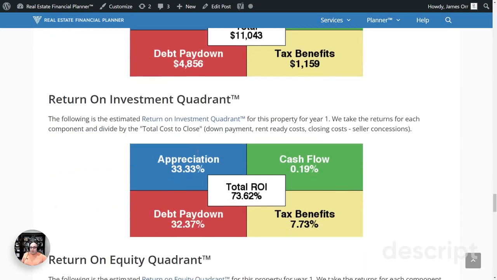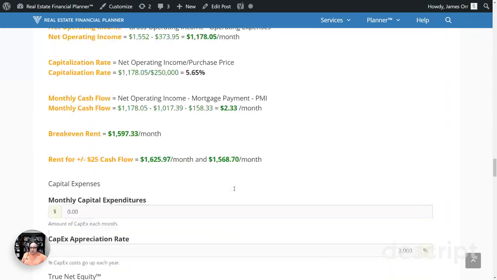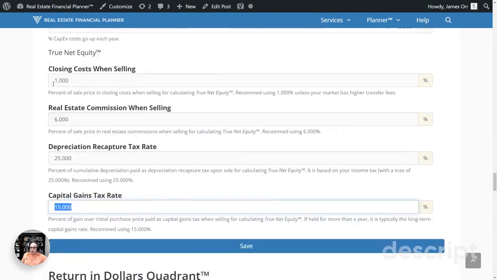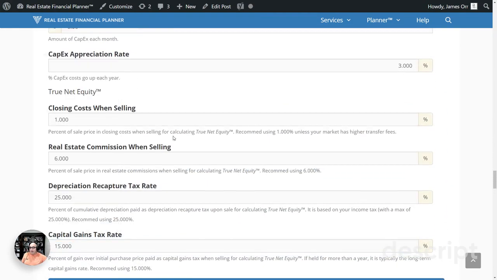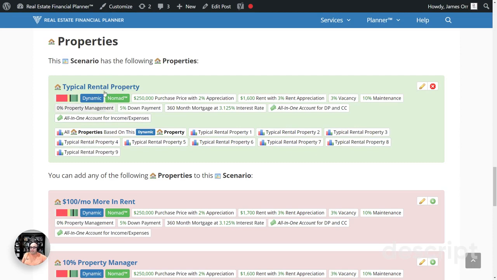And down here it just shows you some return quadrants. So I'm not going to go through those on this particular one. We're just going through the numbers, but you can go look at those when you add it to your account there. Now we'll go back. Okay, so that was the property.